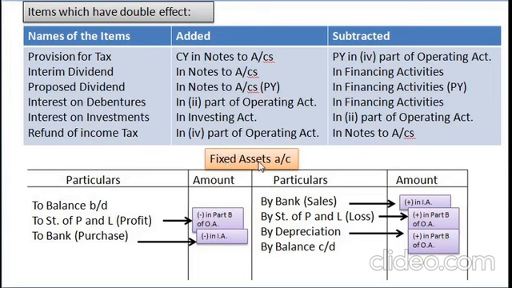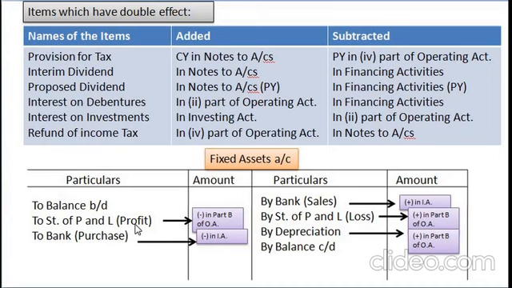Now let us move towards first ledger, which is fixed asset account. First of all, prepare 4 columns, particulars amount on the debit side and the same particulars amount on credit side. Now on the debit side, 3 items will be posted. The first one is to balance brought down, which is our previous year figure, and it will be given inside the balance sheet. The next is to statement of P&L, which will be profit on the sale of fixed asset. Next, to bank, which will be purchase of fixed asset.